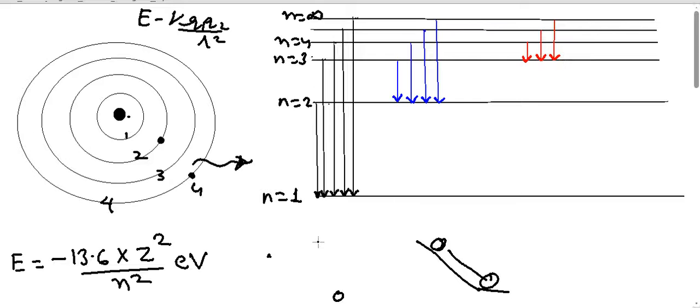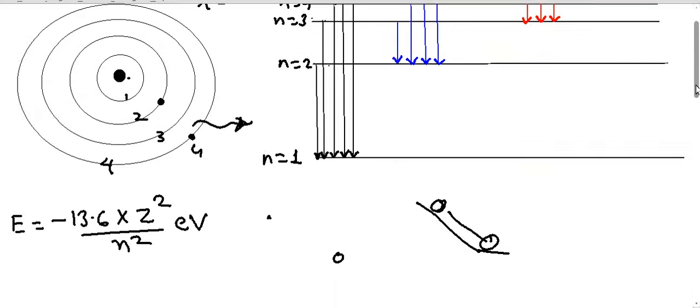So let us take a general case. Suppose an electron is jumping from the mth stage to the nth stage. Then what will be the energy of the photon which is released? The energy of the photon released will be equal to the difference of the energy between the mth and nth stage.